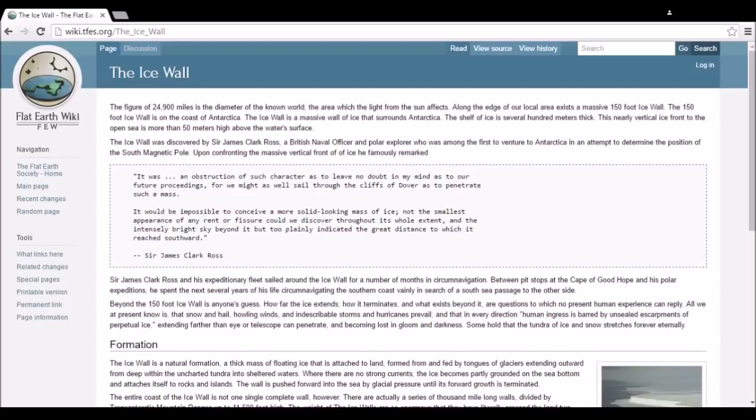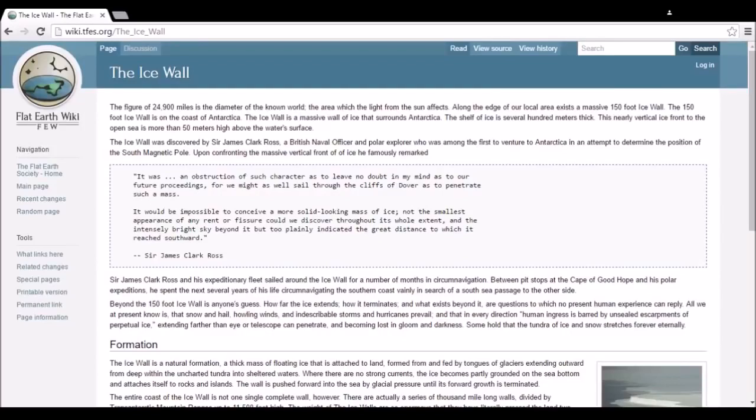So anyways, this is claiming that a British naval officer by the name of Sir James Clark Ross actually was the first one in modern history, quote-unquote modern history, to discover that this ice wall probably went all the way around. So he was on an expedition voyage and sailed around the ice wall for a number of months in circumnavigation between pit stops at the Cape of Good Hope and his polar expedition.